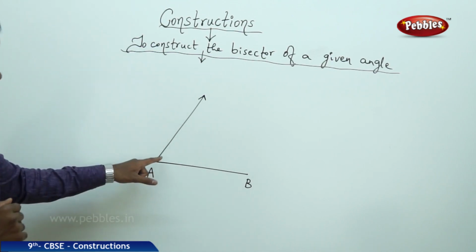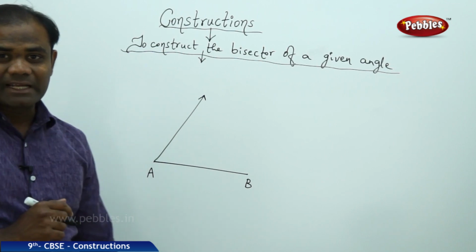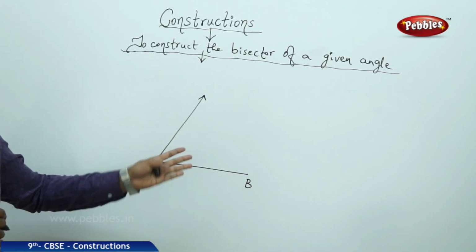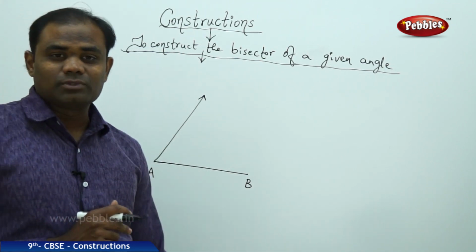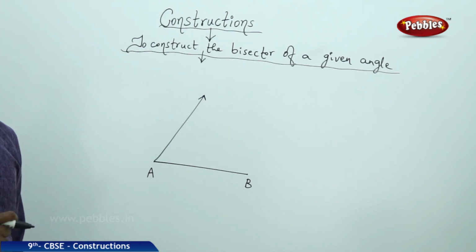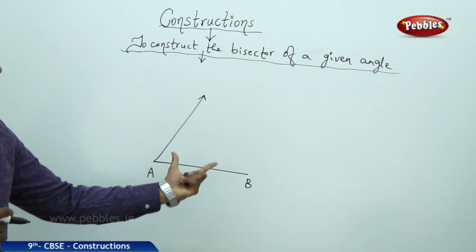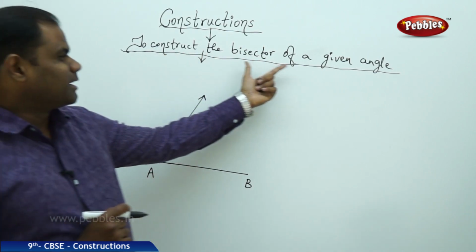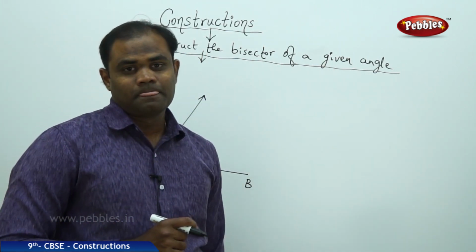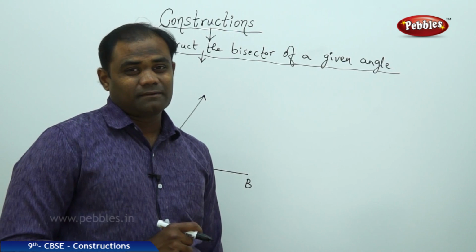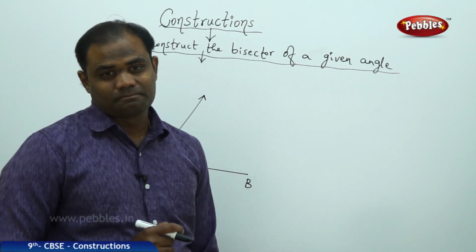Now this angle I would like to bisect, or exactly cut with equal parts placed on either side. How do we do that? Using construction is how we're going to learn the first step of constructing the bisector of a given angle. So in order to do this, we have different steps to be followed.